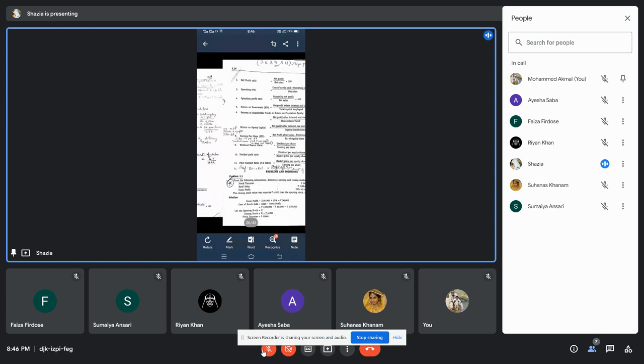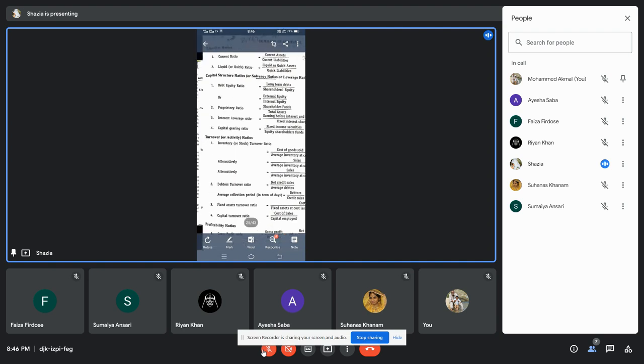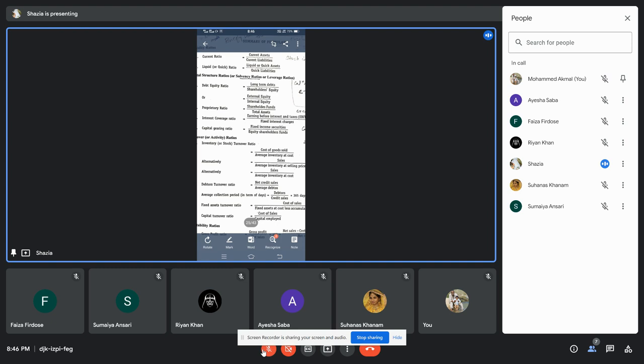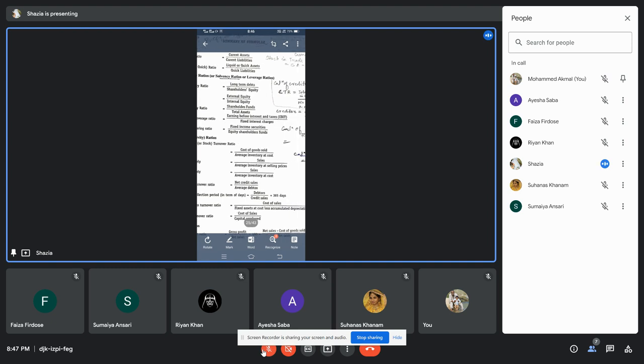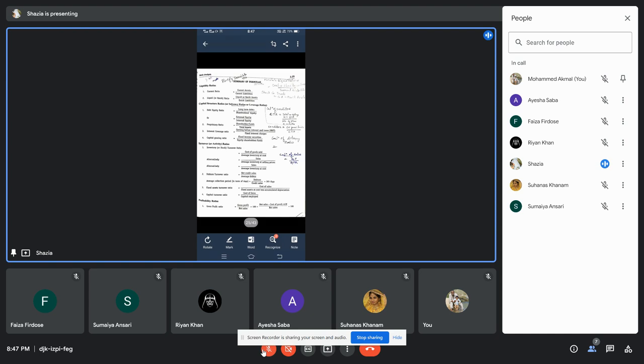Okay. So the formula for this is average collection period. See over here, under the turnover or equity ratio you have the second point, debtors turnover ratio. But they have not asked you to calculate debtors turnover ratio. They have just asked you to calculate average collection period. Okay, average collection period can be in this form: debtors divided by credit sales into 365 days. So you need to have the value of debtors, credit sales and 365 days. So therefore, the formula is like this.